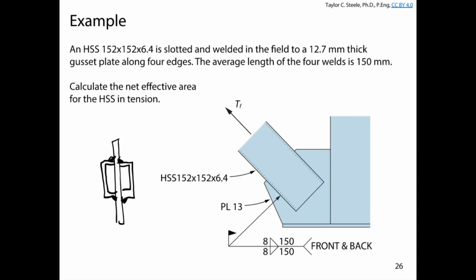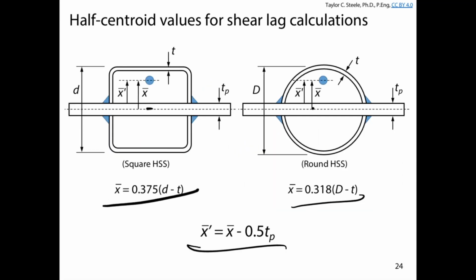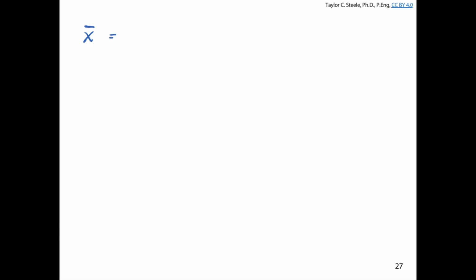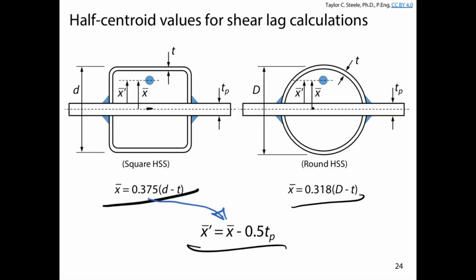Okay, so we've got a square HSS section on a gusset plate, and so the first step here is to calculate X bar prime. X bar prime is X bar minus 1/2 of the gusset plate thickness, and then we've got the X bar prime calculation here. So we're going to calculate X bar, plug it in the expression for X bar prime, and use that to calculate the ratio of X bar prime to L_W. Okay, so X bar is 0.375 multiplied by D minus T. Okay, D is the outer wall, T is the thickness.